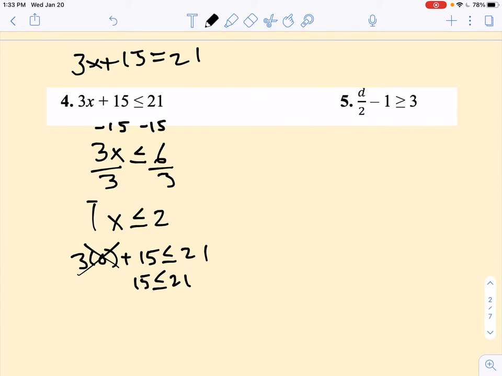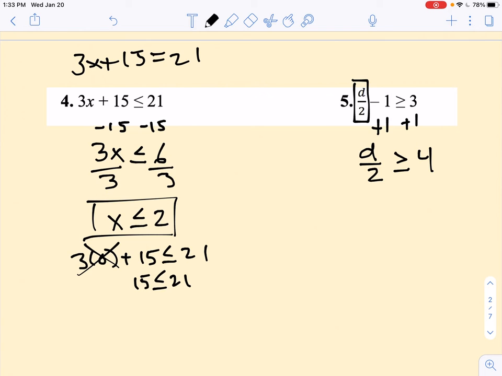So nicely done. On this next example, same thing. The term that has the variable with it is the d divided by 2 term, and we want to get this term by itself. In order to do that, the first thing we want to do is get the constants by themselves on the other side of the equation. So we're going to move this 1 over there by doing that, and that gives you d divided by 2 is greater than or equal to 4.